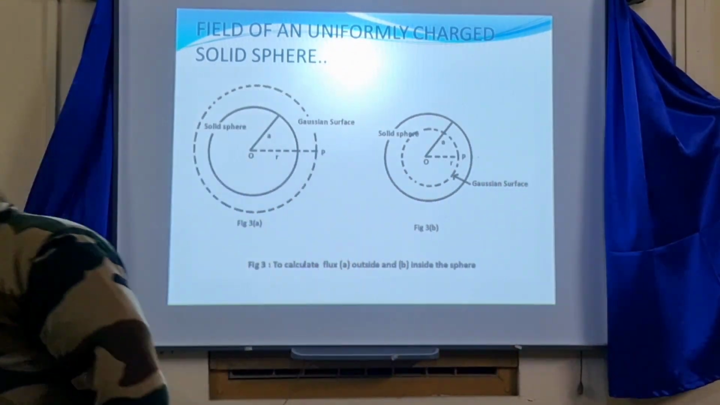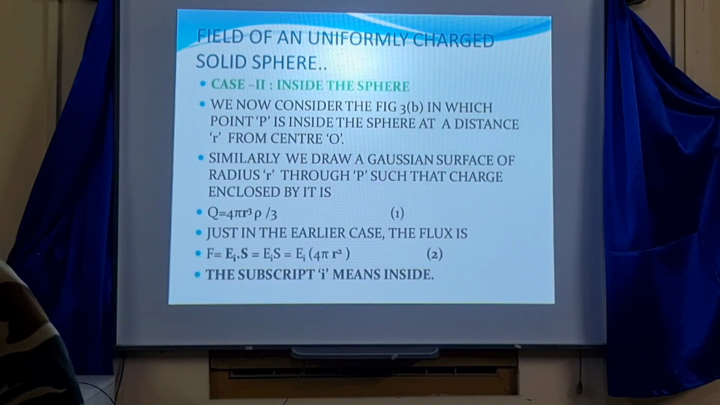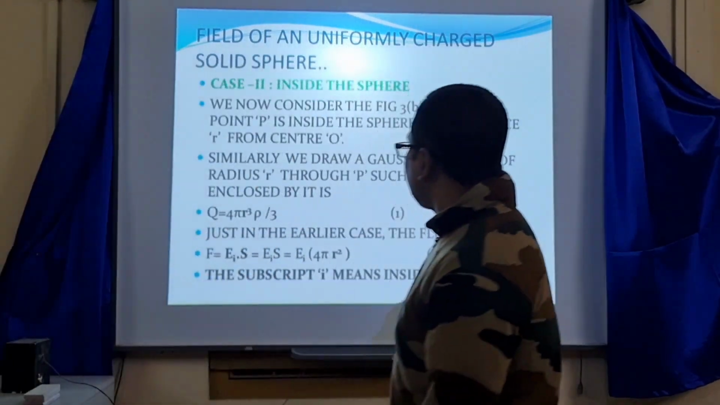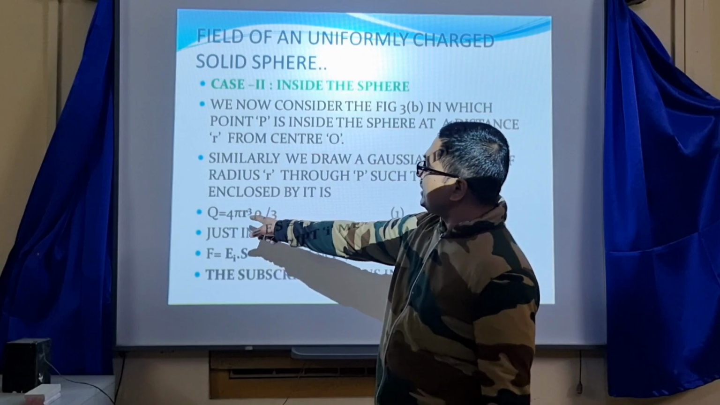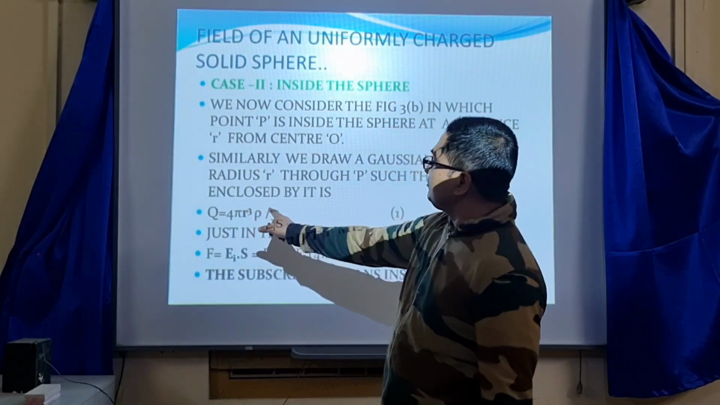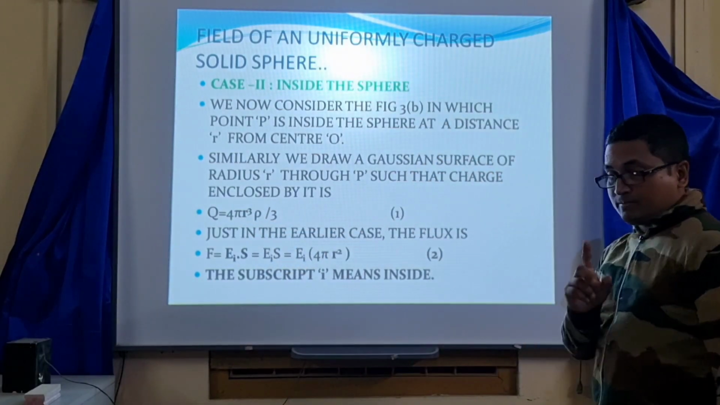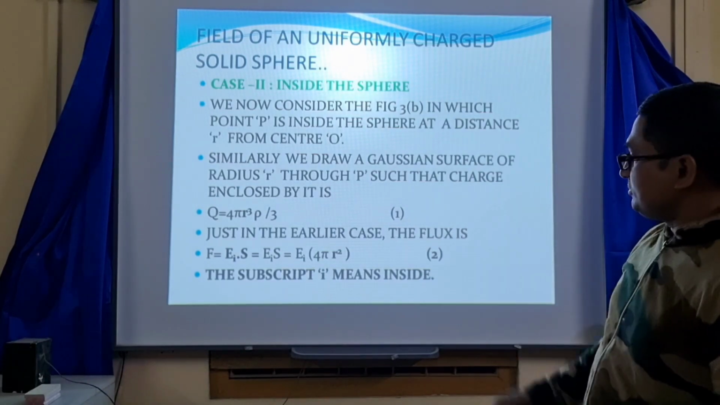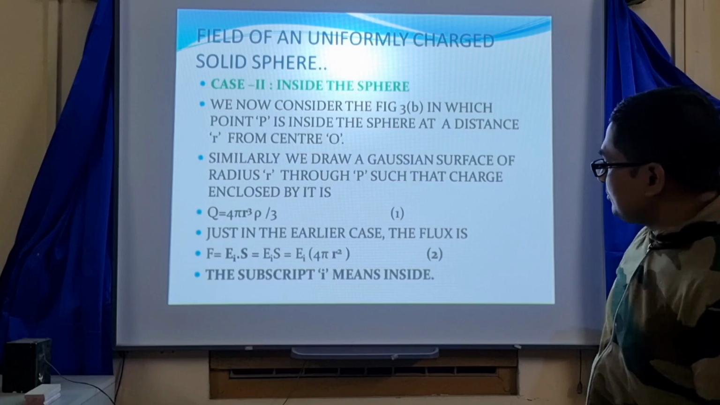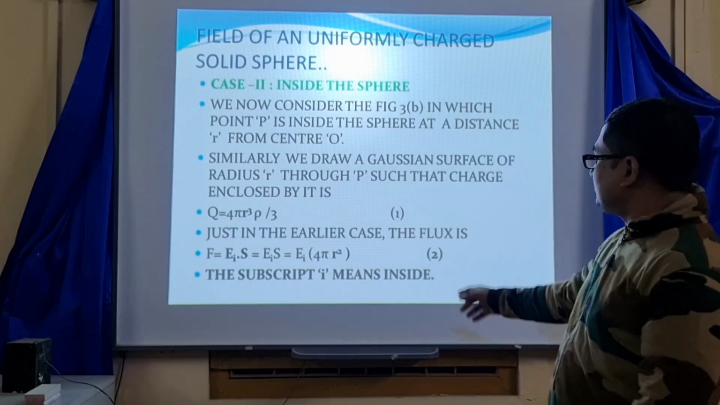So the charge will obviously now be 4π r³ ρ/3. This 4π r³/3 is the volume enclosed by this Gaussian surface. Remember, we have to take the charge enclosed by the Gaussian surface, not by the real sphere. So this is equation number 1, and just as in the other cases, the flux is this.